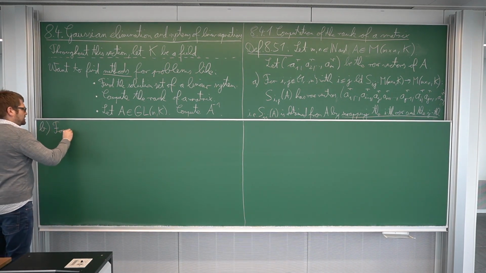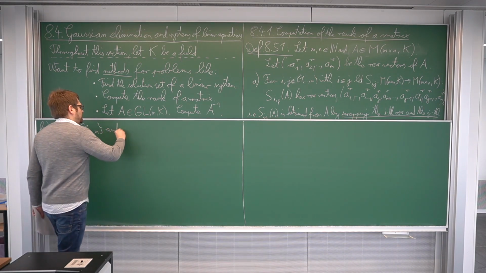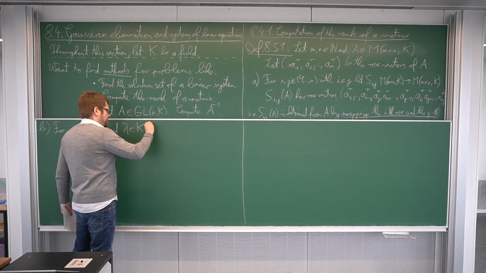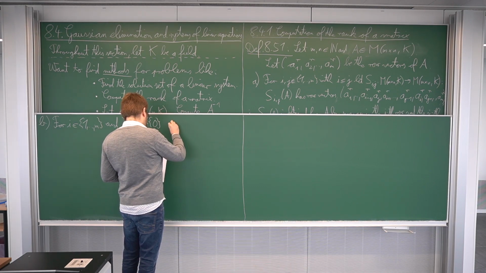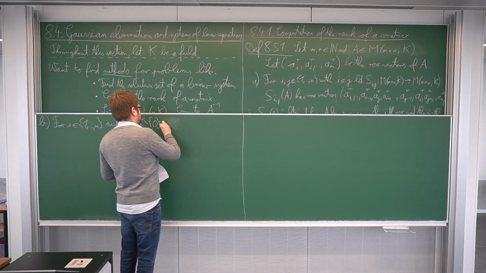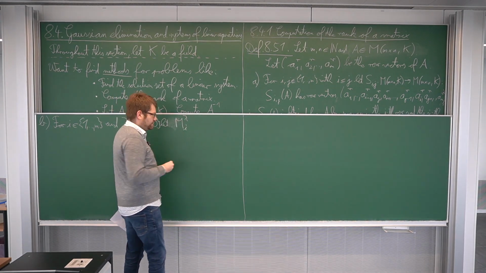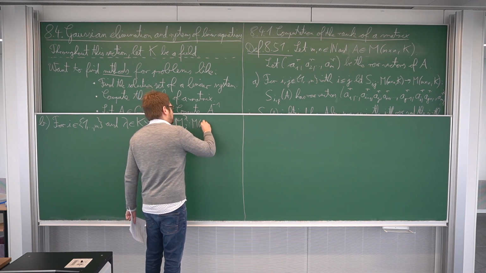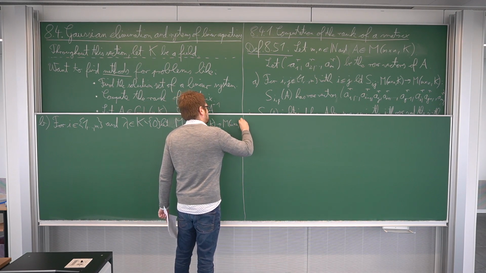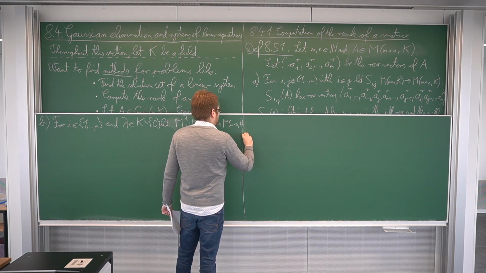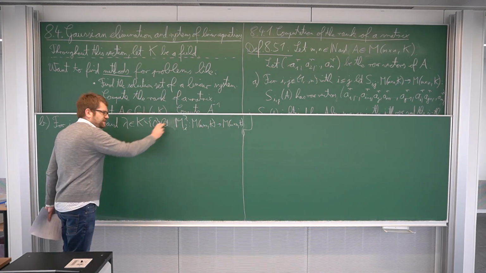For some row index i between 1 and m, and some number lambda in K which is non-zero, we define an operation M with an upper index lambda and a lower index i, which also takes an m by n matrix and gives back an m by n matrix.